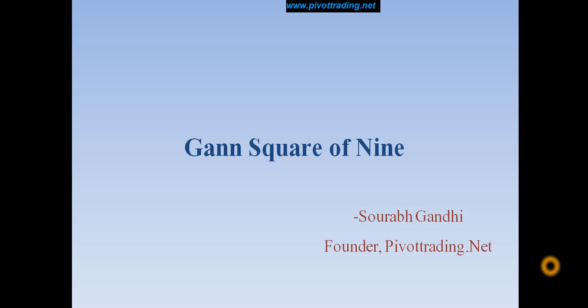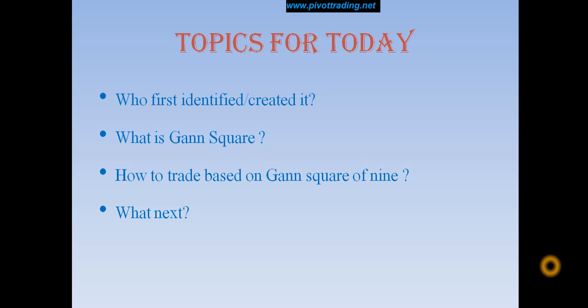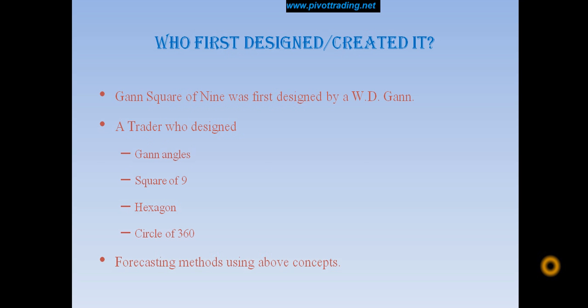So let's have a brief look at what we are going to cover. We will start with understanding who was the first person who designed or created this Gann square, what exactly the Gann square is, why it is called Gann square, and how it looks. Then how we can trade intraday based on the Gann Square of 9, and what is next in the Gann square after we complete this session. So let's have a look at what exactly the Gann Square of 9 is.